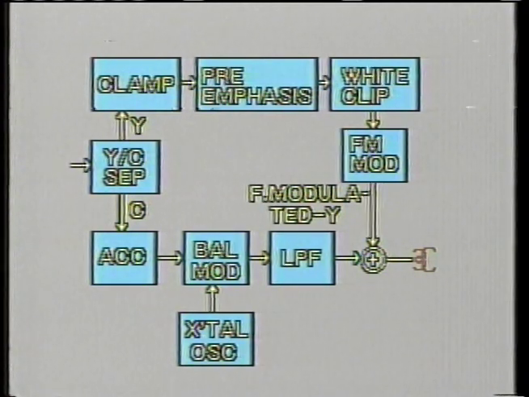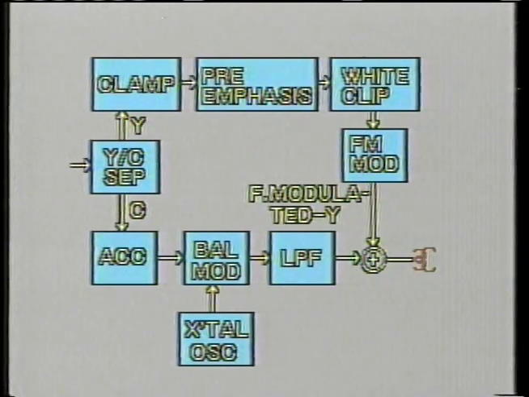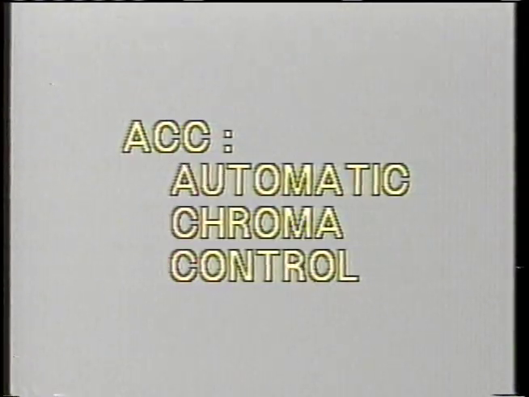The following is a description of the chroma signal processing. The chroma signal output from the YC separator is supplied to the ACC circuit. ACC stands for Automatic Chroma Control and is an AGC that operates based on the burst level.